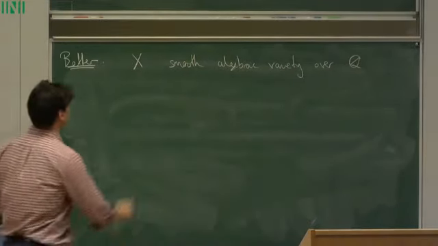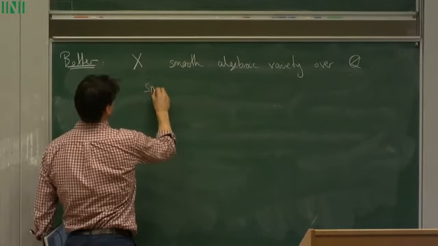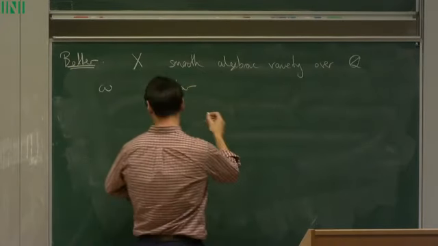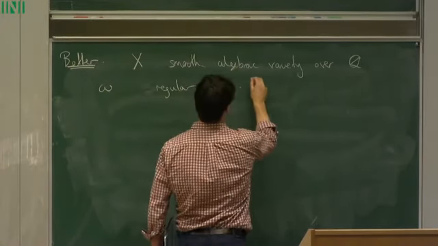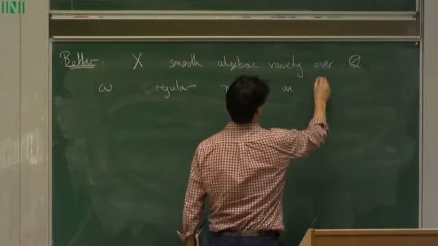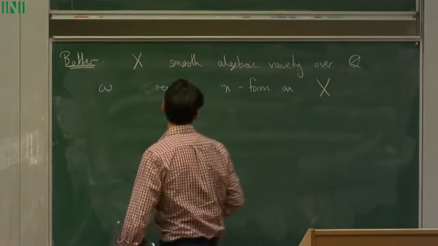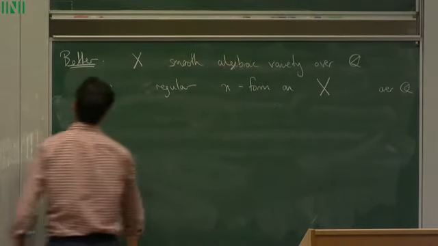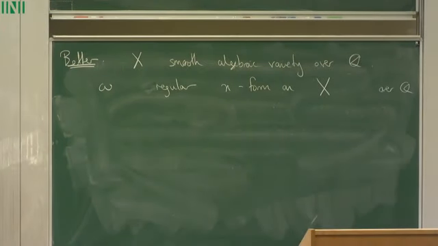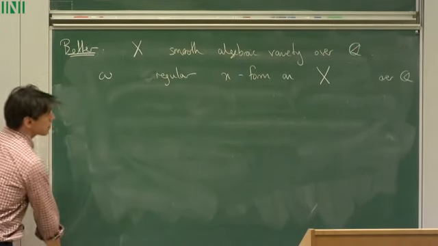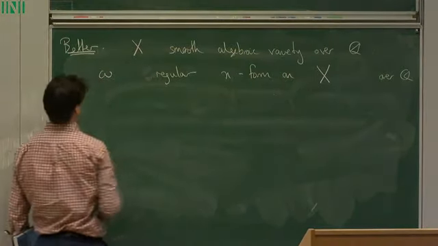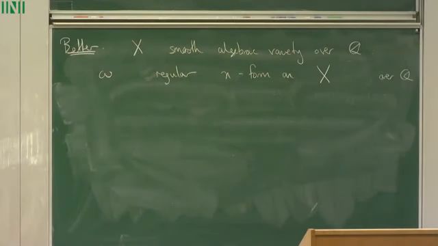And let me take omega, a regular N form on X over Q, defined over Q. So if X is affine, then you might want to take a globally defined algebraic differential form. If X is not affine, I'll explain in a minute what you mean by this, but omega will be a collection of differential forms on an affine covering.